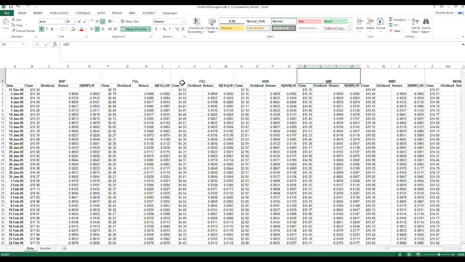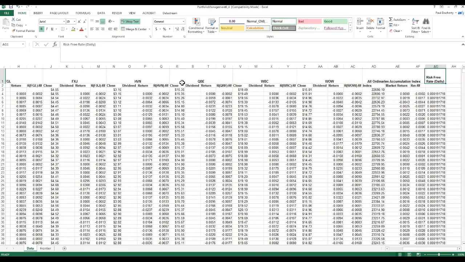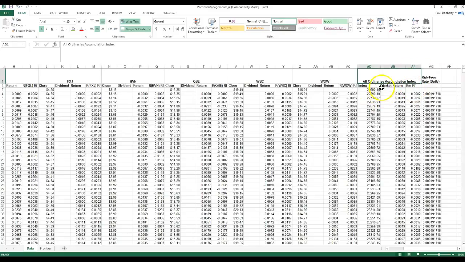Group, Fairfax, Harvey Norman, QBE Insurance, Westpac Bank, and Woolworths. I've also got historical equity market index values, and importantly these are an accumulation index. Accumulation index means that it incorporates dividends as well as prices. And I've got a daily risk-free rate of interest.